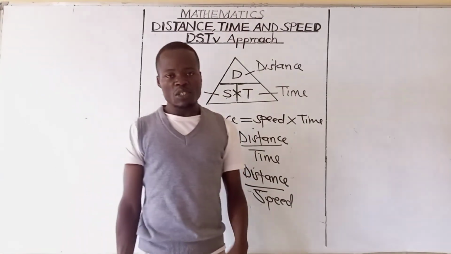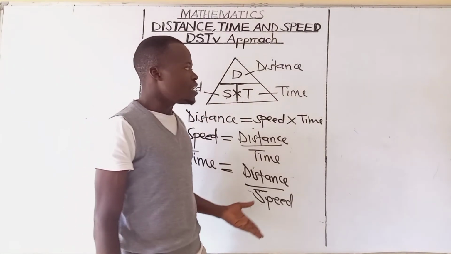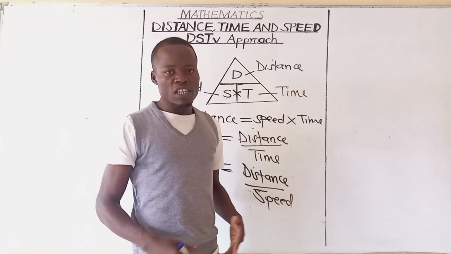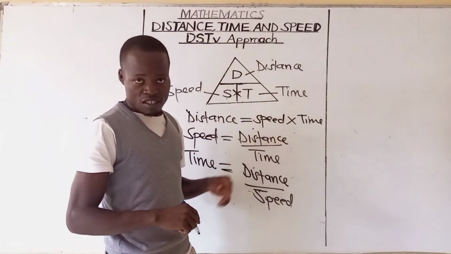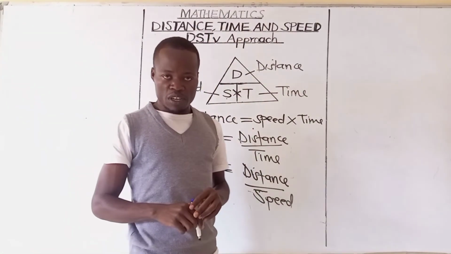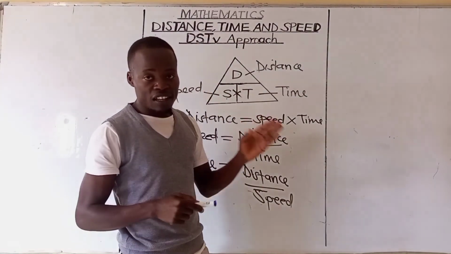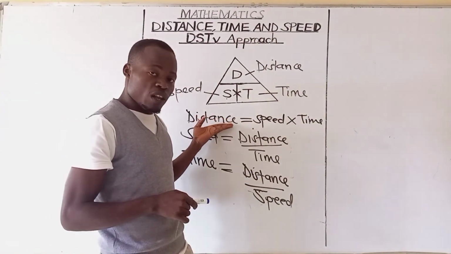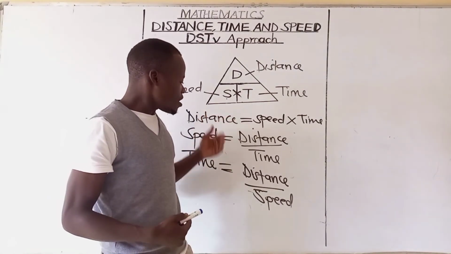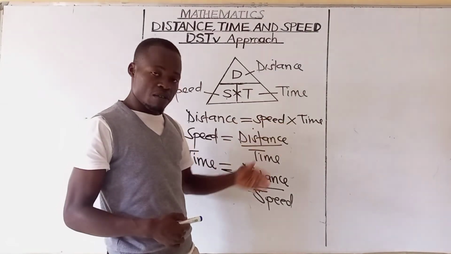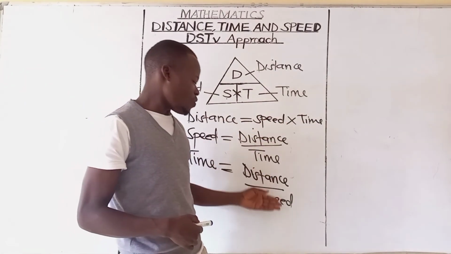In our next lesson, I will take you through how to apply these three formulas in getting a solution to a question in which they are asking you to get the distance, time, or speed. So watch out for my next video. I will be taking you through the real calculation when applying these formulas. How can we get the answer using the formulas: distance equals speed times time, speed is equal to distance over time, time is equal to distance over speed.